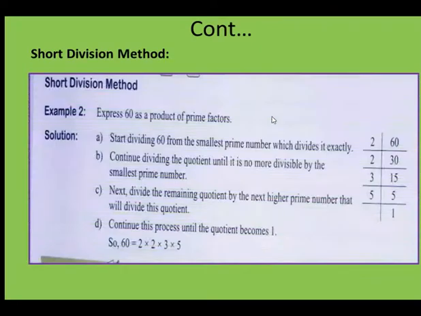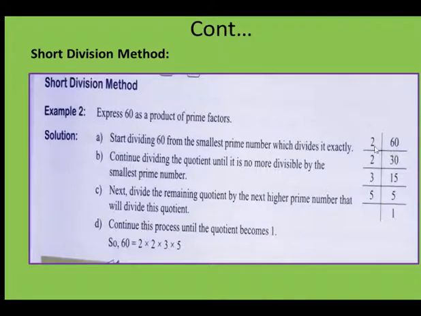Then the short division method. Here it is the short division method. In this, we start dividing 60 by the smallest prime number which divides it exactly, then continue dividing the quotient by the next number which can completely divide the given number. And in this way we can find the prime factors, continuing this process until the quotient becomes 1.